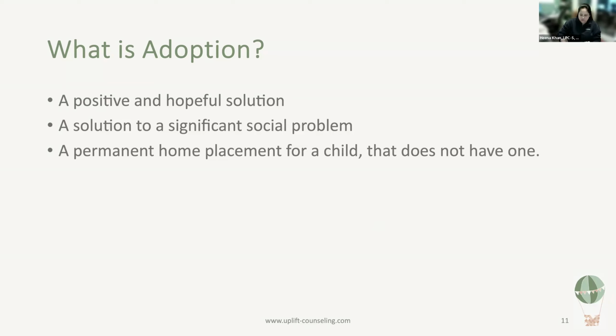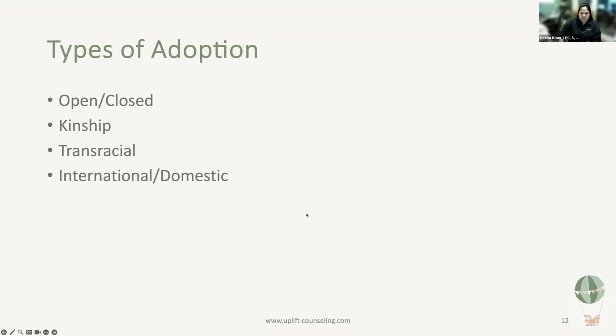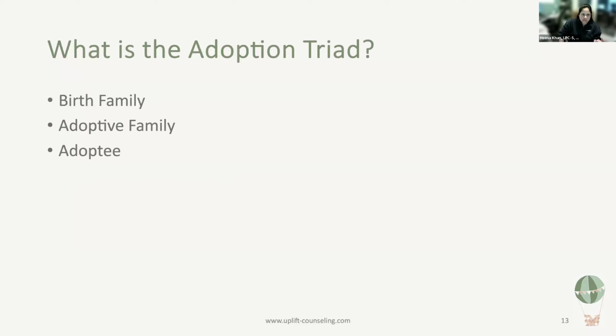So I won't go into too much detail about the types of adoption. We know this: the different open, closed, kinship, transitional, international, and domestic. I do want to spend a couple minutes on this adoption triad. When we think about adoption, it's probably because we think about just the one client, the one person that we're working with, right?